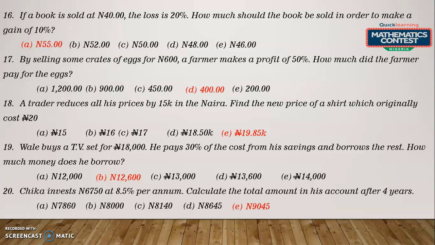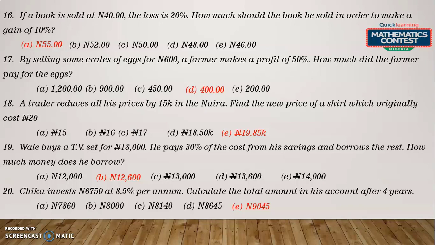By selling a crate of eggs for 600 naira, a farmer makes a profit. How much did the farmer pay for the eggs? It's similar to how to solve this. So just do 50 over 100 is equal to x minus 600 divided by 600, you get your 400 naira. How much did the farmer pay? That is the cost price, rather. We're getting the cost price, so that is that.